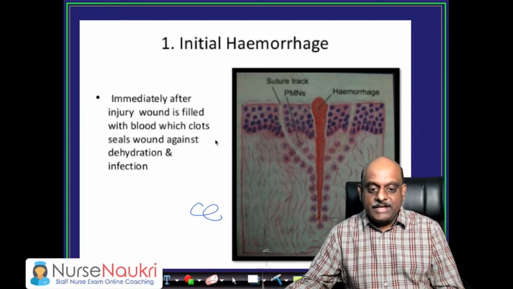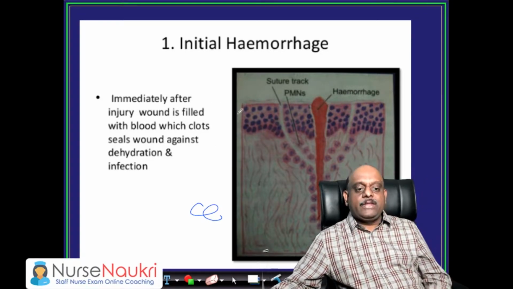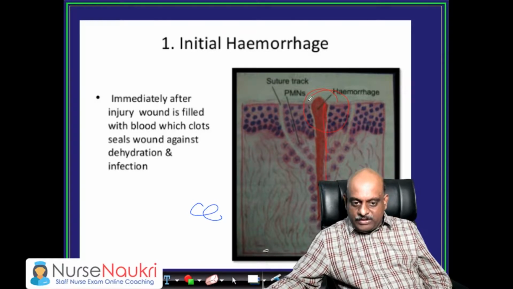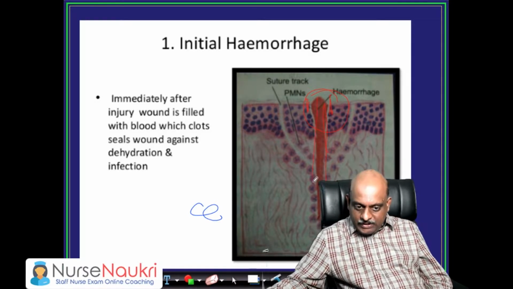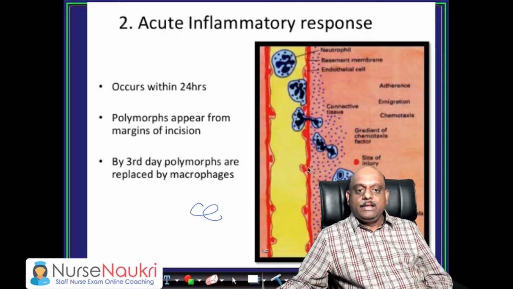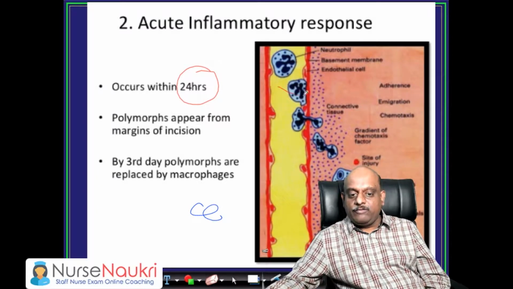So you can see here the whole story. Immediately after the injury, the wound is filled with blood which clots and seals this wound. You know, this is the wound margins. Into that the bleeding occurs and it will seal it. Then there is an acute inflammatory response which occurs within about 24 hours.